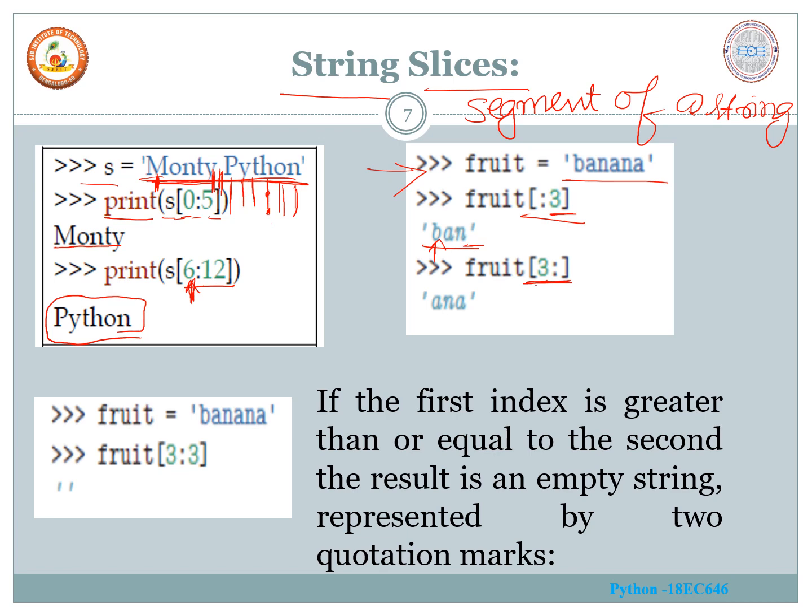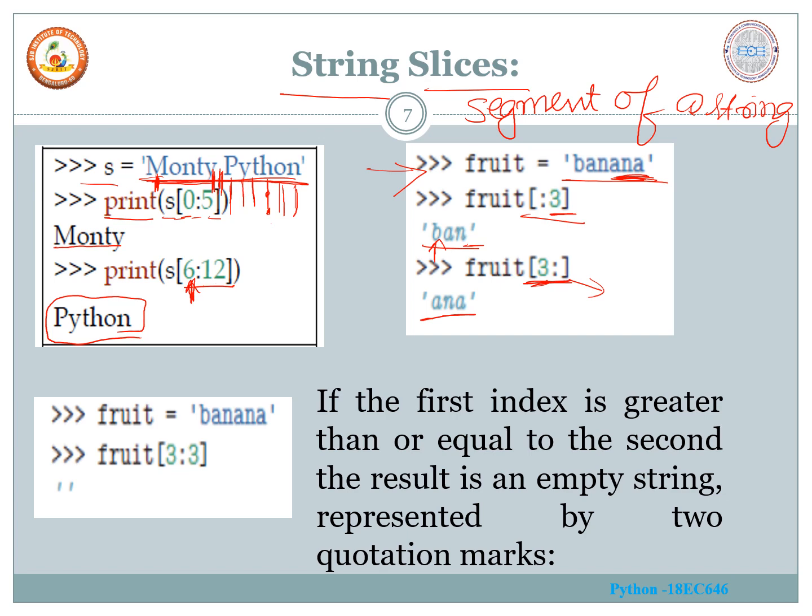Okay, so when you give the first index and no second index, that means you are omitting the second index, then it will start from the end of the string. That means your slice goes to the end of the string. So what happens is it will display the last 3 characters of your string value. So A and A will be displayed.